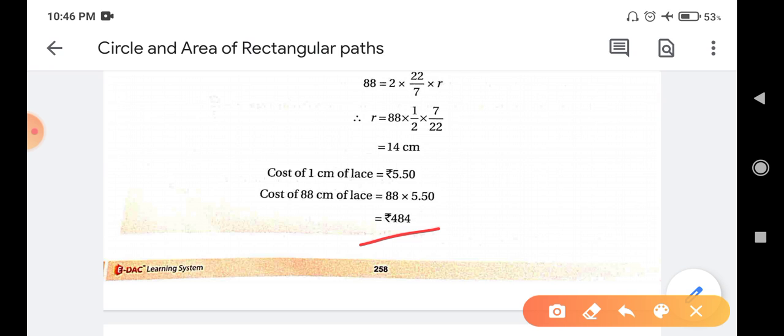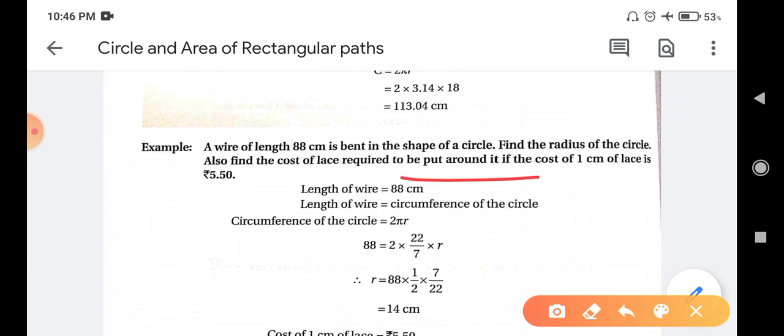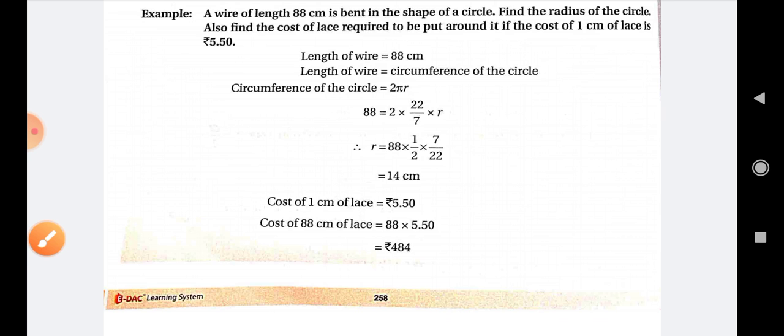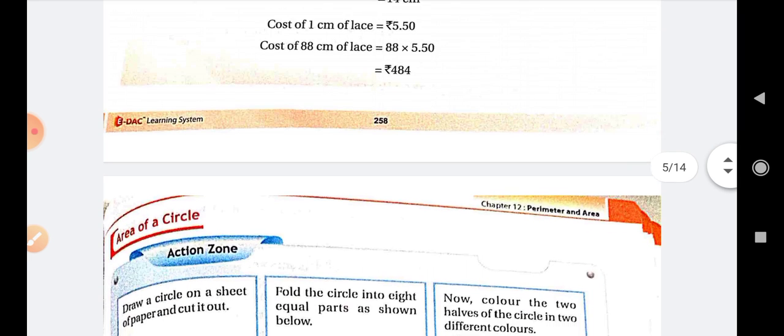So this is the cost of 88 centimeter of lace, because we require 88 centimeter of lace to put around the circle. If this is a circle, then we will put the lace around this. So the cost of this lace will be 484 rupees.